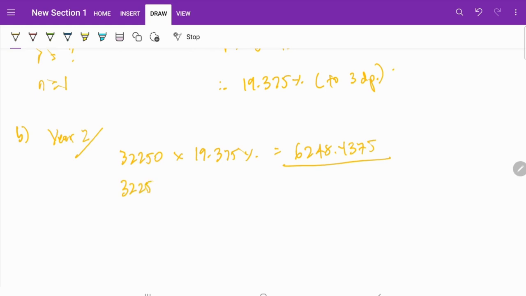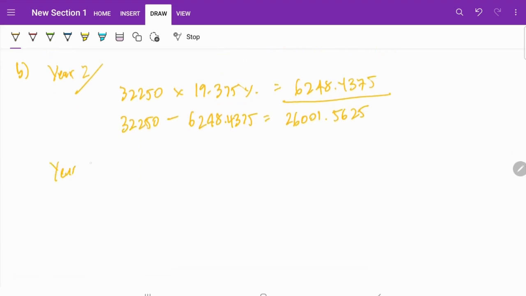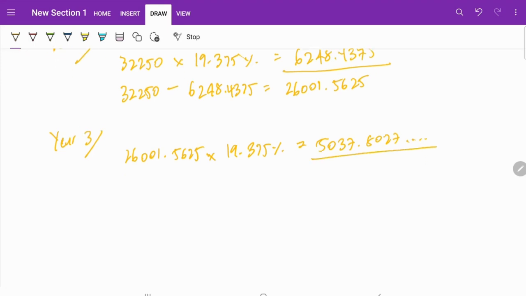To find the final balance, we just subtract that from the current value, 6248.4375, and that'll give us a value of 26001.5625. Then in year 3, we'd apply the same rule. So we'd get 26001.5625 times the depreciation rate, 19.375%, and that will give us 5037.8027... So in year 3, this is the amount that it depreciates by.